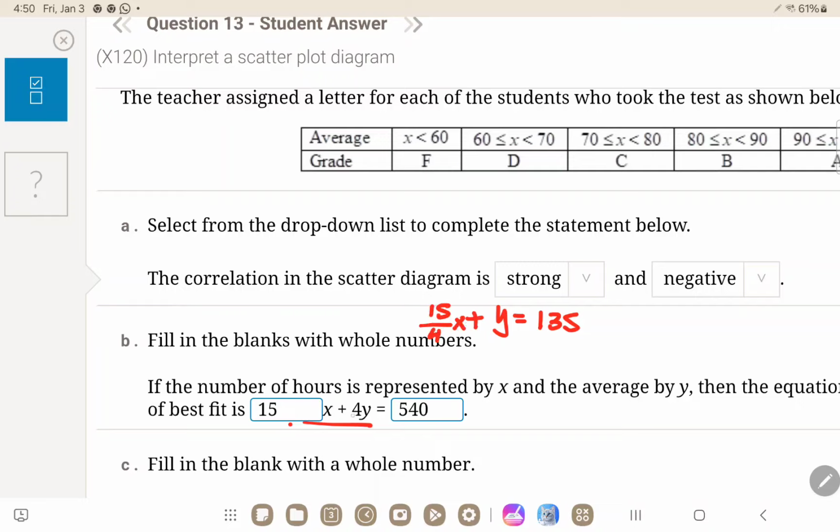And they want the coefficient of y to be 4, so we need to multiply this by 4 and everything else by 4. So times 4 and times 4. When you multiply by 4, this goes with this, so you remove the fraction. You're left with 15x plus 4y equals 135 times 4, which is 540. And that's your final answer.